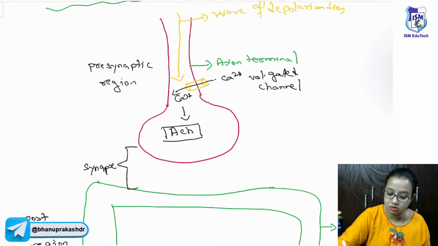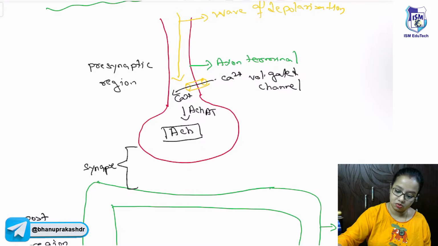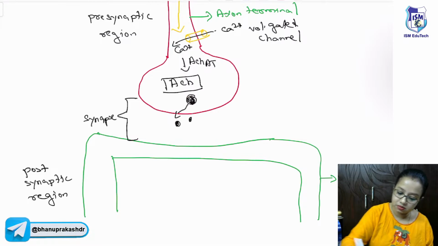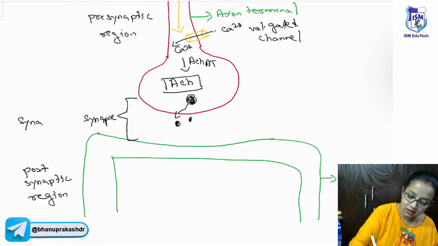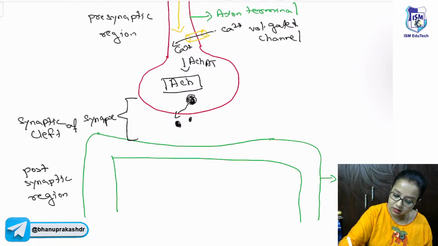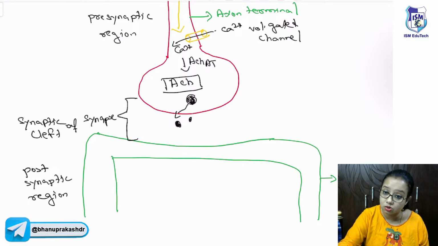It will form acetyl-CoA via the acetyl-CoA transferase. Now, this acetyl-CoA within the synaptic knob will be released into the synapse, which is also called the synaptic cleft of the synapse. Now, in the synaptic cleft, that gap between the alpha motor neuron and the muscle fiber membrane, that is the sarcolemma.